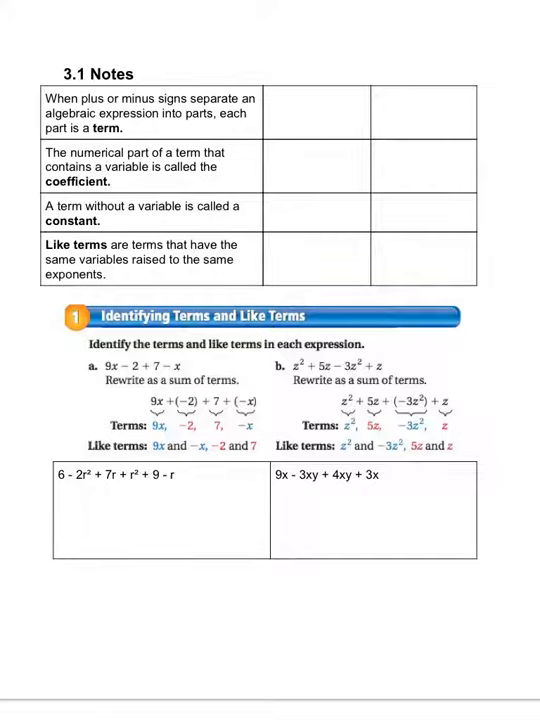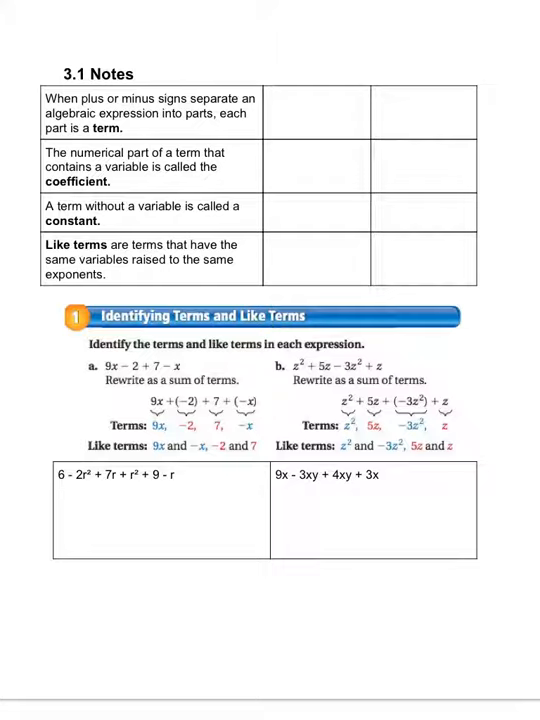In these notes, we are going to learn to identify terms and like terms. First, let's look at the definition for a term. When a plus or minus sign separates an algebraic expression into parts, each part is called a term. So let's look at the key word here: when a plus or minus sign separates.